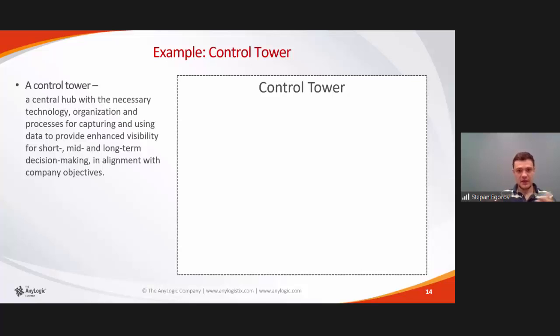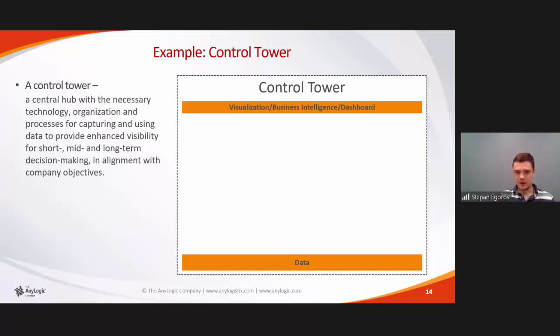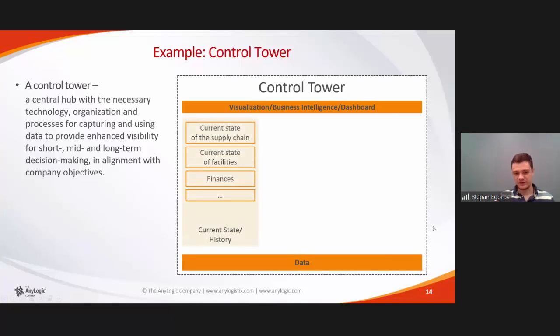And yeah, the control tower is a concept that people and clients are asking about more and more. It is a central hub, a central repository for management inside a company. Yeah, it's not only for supply chain, it's for everything. So it has two main modules. First is these dashboards, business intelligence dashboards and visualizations. And second is the data underneath. So it has three pillars.